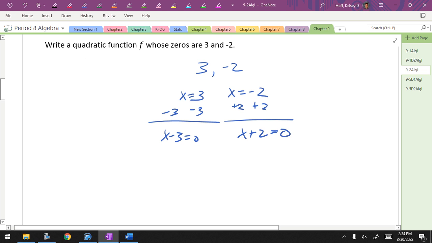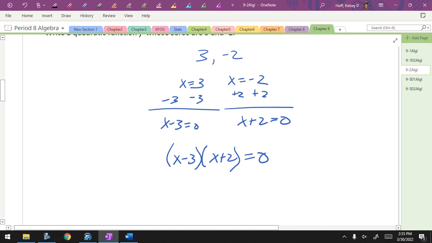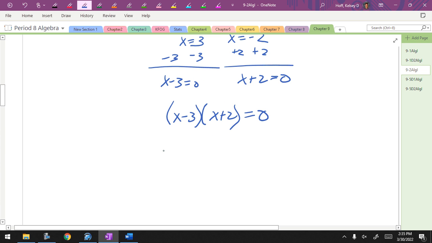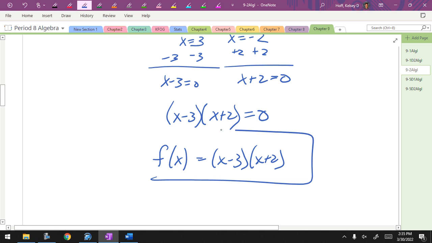What's the step before that? Yeah, those are your two binomials, correct? Before we slashed them, and what were they equal to? 0. Now, technically, should you multiply those? Yes. Is Miss Hoff going to make you? No. This is the function that you would give me.